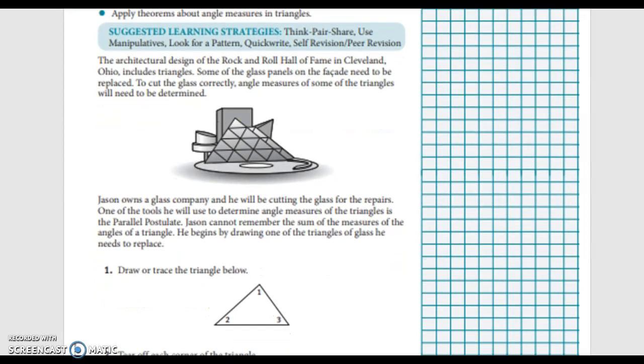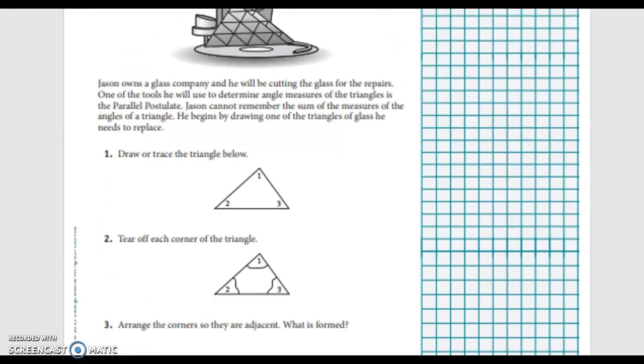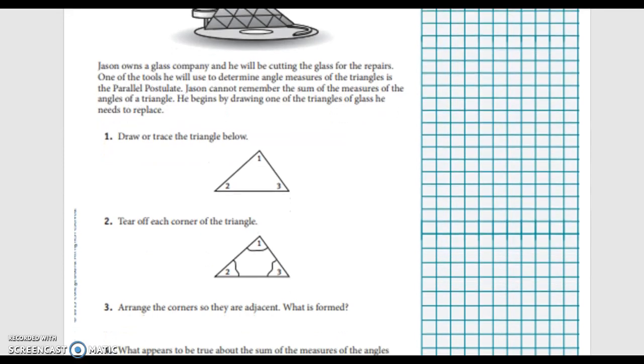The architectural design of the Rock and Roll Hall of Fame in Cleveland, Ohio includes triangles. Some of the glass panels on the facade need to be replaced. To cut the glass correctly, angle measures of some of the triangles will need to be determined. Jason owns a glass company that will be cutting the glass for the repairs. One of the tools he will use to determine angle measurements of the triangles is the parallel postulate. So we're going to be using parallel lines to figure this stuff out.